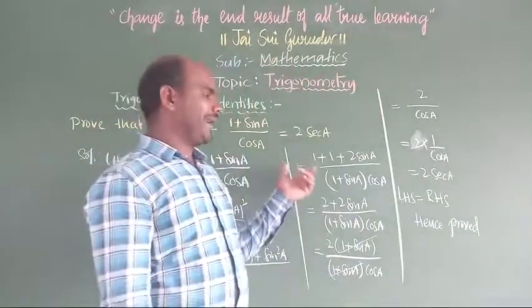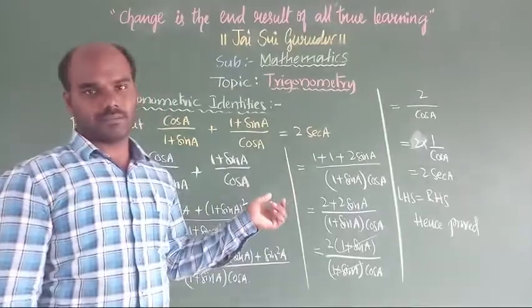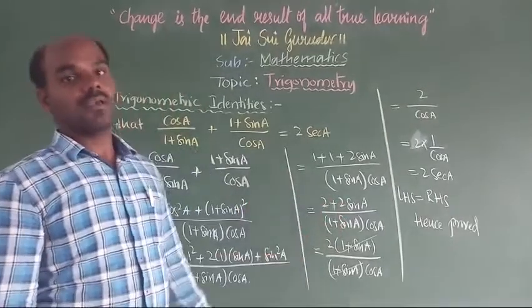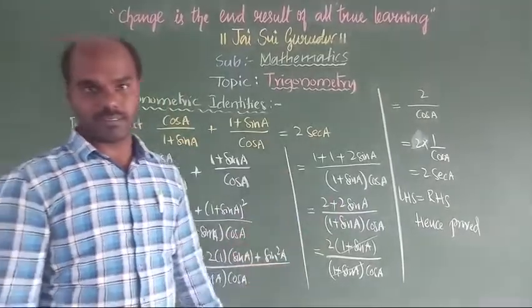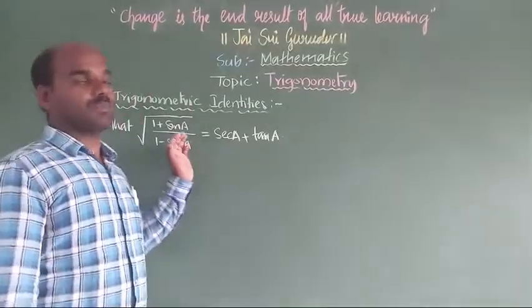Next, children, the main important thing you have to remember is the identities. Okay, so by applying the identities, we get LHS equal to RHS. They should understand now. We are going to one more example problem now.